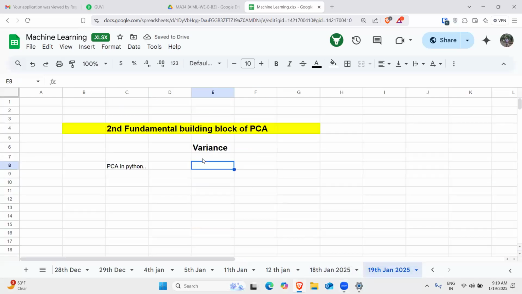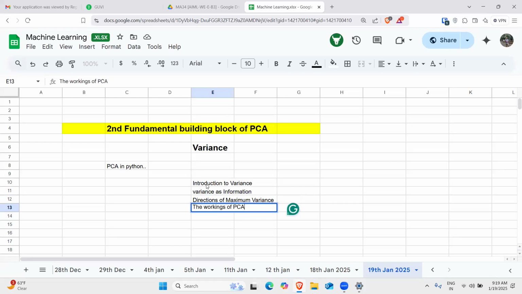Let's go to this now. Let us try to understand the fundamental building blocks of PCA. So we are going to see the introduction to variance, variance as information, directions of maximum variance, and the workings of PCA. We are going to understand this.